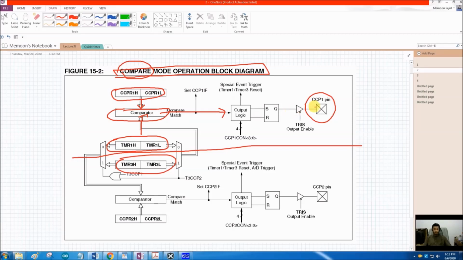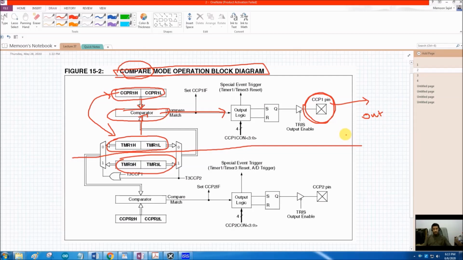other applications. So in today's lecture, what we are going to do is toggle this pin every time these two registers are equal. So we are going to generate a waveform on this output pin.